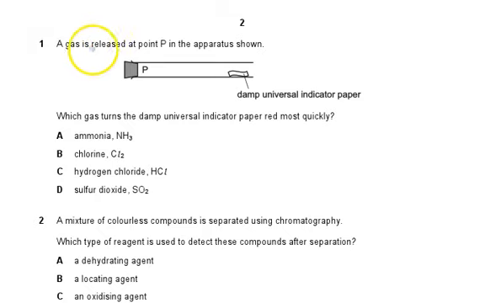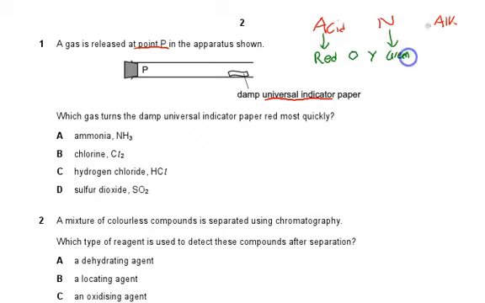Okay, number 1. A gas is released at point P in the apparatus shown, and you can see here there is damp universal indicator paper. Please remember the colors of the universal indicator, where you have acid, neutral, and alkaline. In acid you have a red color, then it slowly changes to orange, yellow, and at neutral it becomes green. Moving towards slightly alkaline, it will change to blue and then purple. So these are the colors that you have to remember.